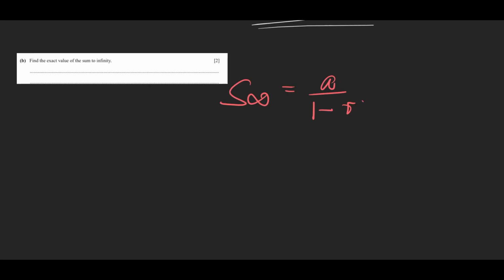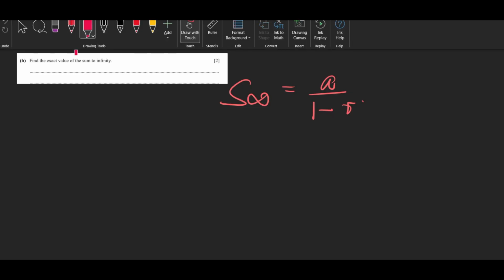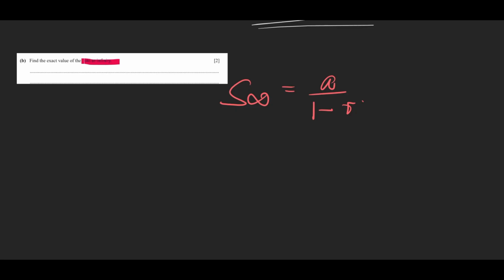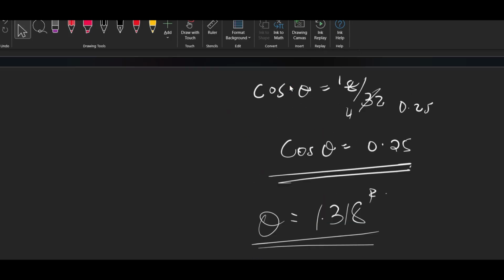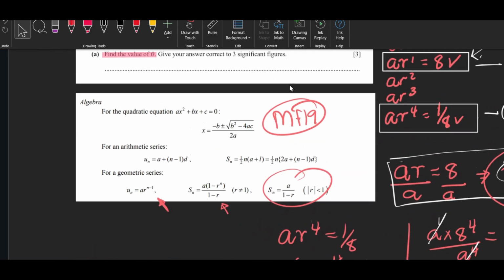Okay, so let's look at question B and finish it up. Now, question B wants us to calculate the sum to infinity. These formulas are available from MF19. I had even placed it over here.